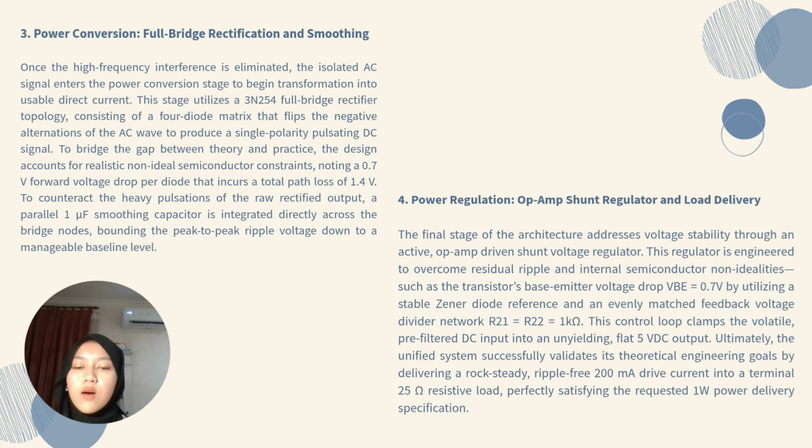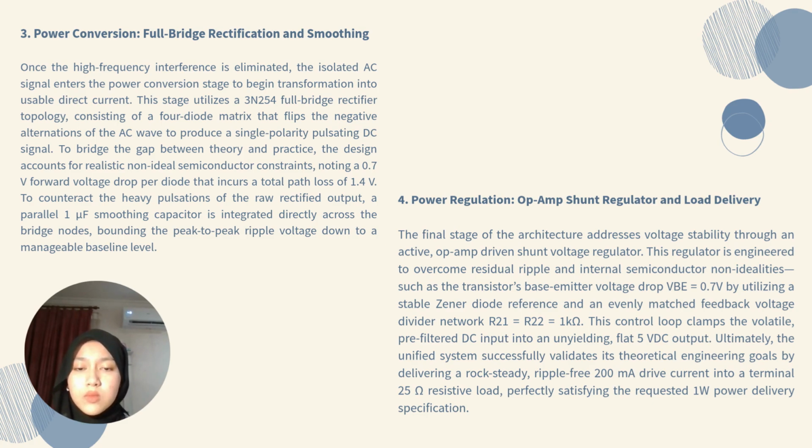Number two, to make the design realistic, we account for non-ideal semiconductor constraints, noting a total path loss of 1.4 V due to the 0.7 V drop per diode. We then integrate a parallel 1 microfarad smoothing capacitor across the bridge node to flatten out the raw pulsation and significantly reduce peak-to-peak ripple voltage.